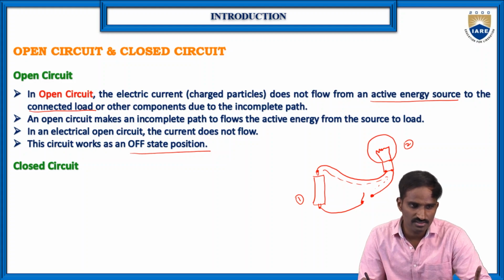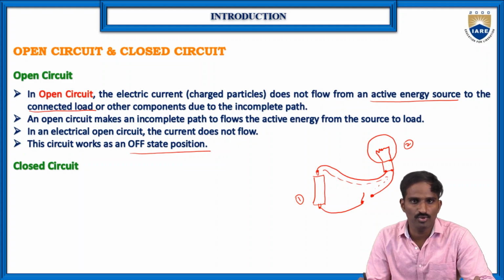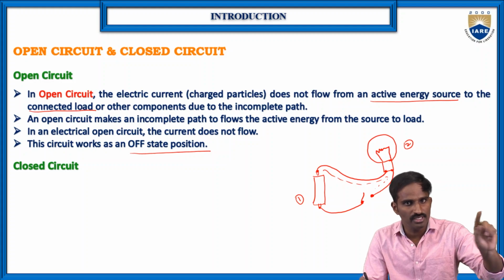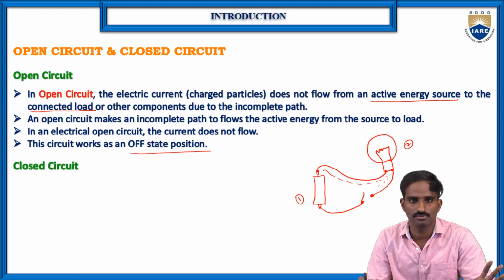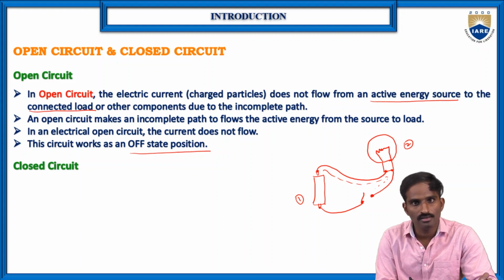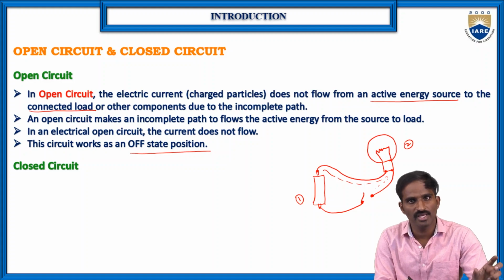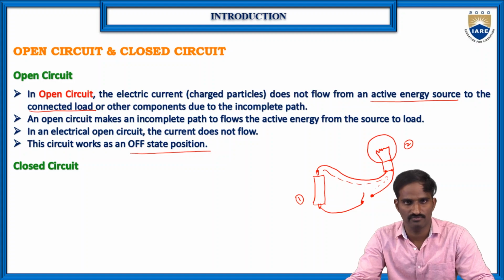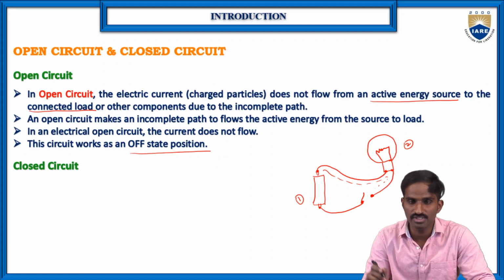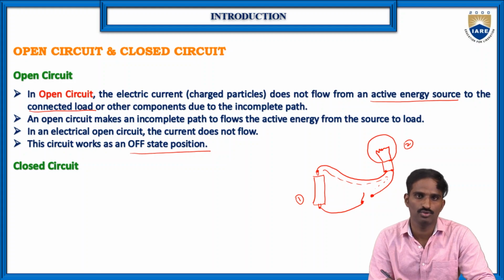Which means for any electrical component, if you are turning it off, you are nothing but making an open circuit. You are forcefully making an open circuit to stop the flow of current, so that the equipment will turn off. That is the open circuit. So by using the switch, we are making open and closed circuits.